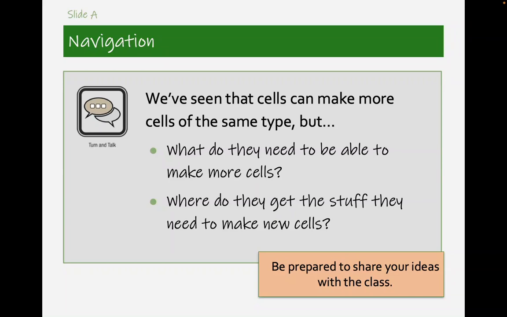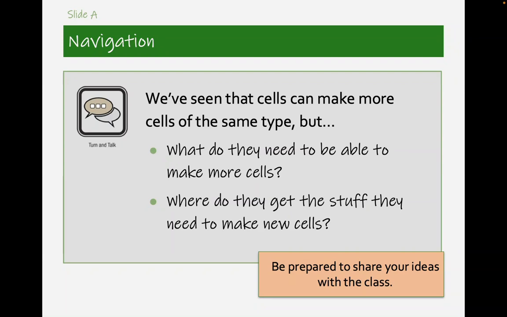So yesterday we found out that cells can divide, and we can get new skin cells from old skin cells, and we need a certain type of cell to make a new cell. Today we want to look at what they need to be able to do that, and where they get that stuff, whatever it is.